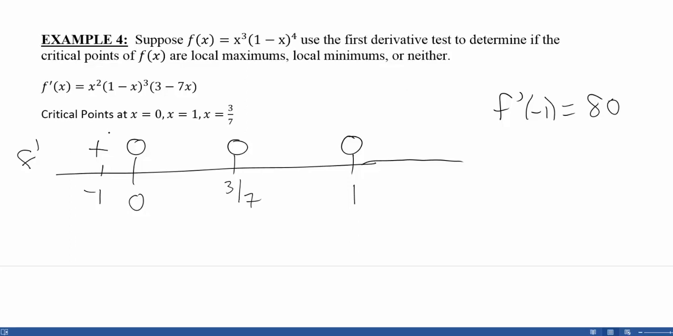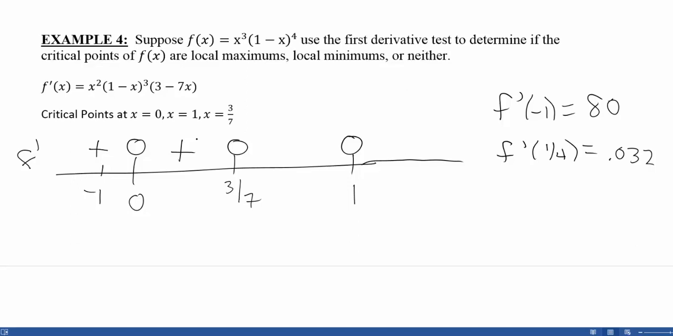Now I want to test something between 0 and 3/7. So I'm going to pick 1/4 because 1/4 is between 0 and 3/7. If you're not sure about a number between a fraction and 0, you can turn that fraction into a decimal to help you pick a number. When I plug 1/4 into my derivative, I get 0.032. And again, I'm not so concerned about what the number is, but more concerned about whether it's positive or negative. So that's a positive number.